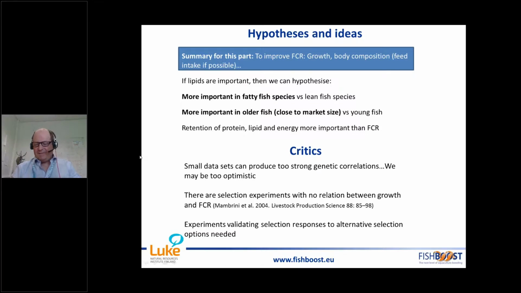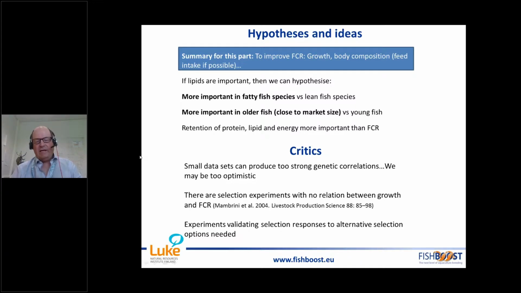Yes, okay. The question was about the ratio trait. So feed conversion ratio is a ratio trait. The issue with the ratio trait is that when you change it, for example, through selection, you don't know which component trait is changing. That's one issue there.